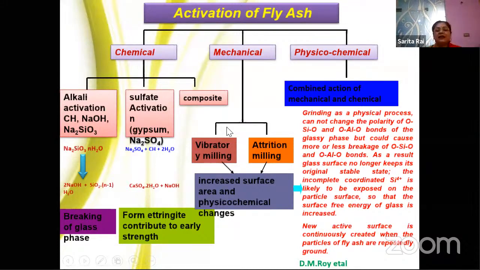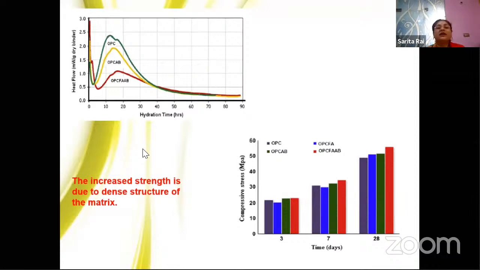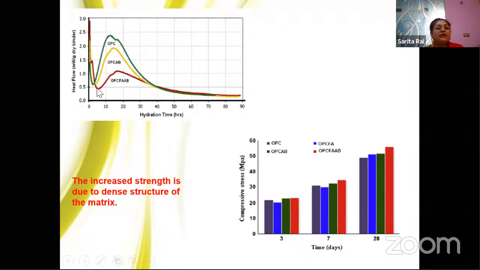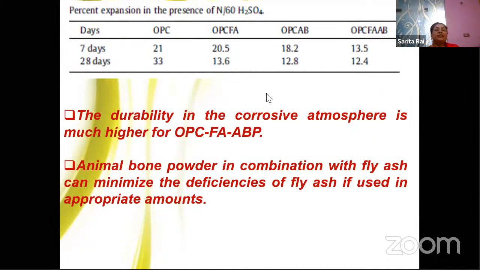This is the compressive strength versus curing age graph. In this, we can see that in the presence of alkali, strength is higher. We studied fly ash and animal bone powder. In the presence of fly ash and animal bone powder, the rate of heat evolution is lower in the case of OPC, fly ash, animal bone. The strength is higher due to the dense structure of the matrix. These are the micrographs in the presence of OPC, fly ash, animal bone powder. This table shows that in the presence of OPC, fly ash, animal bone powder, the expansion is minimum, 12.4, and it's higher in the case of OPC, OPC-FA, and OPC-AB.